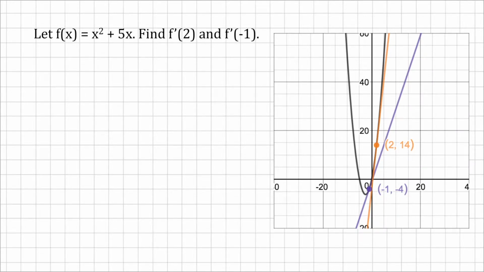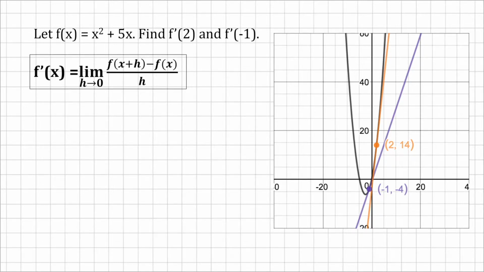And earlier we defined the derivative of a function given point x and f of x as the limit of f of x plus h minus f of x all over h as h approaches 0. As we are given x is 2 and negative 1, we can now calculate the derivative of the function at these points. First, we have x equals 2.